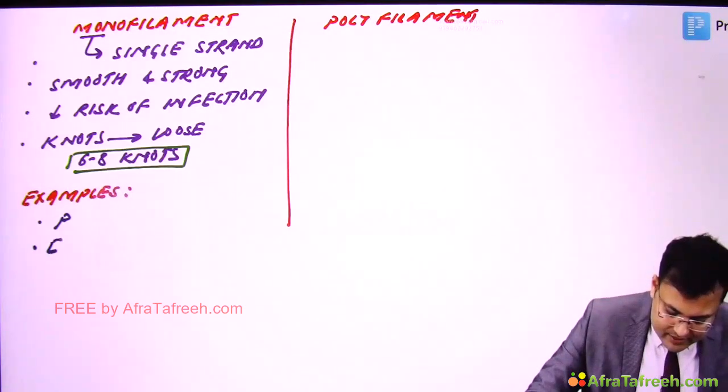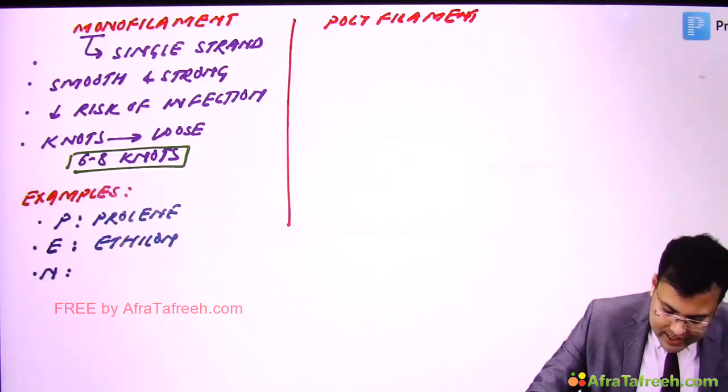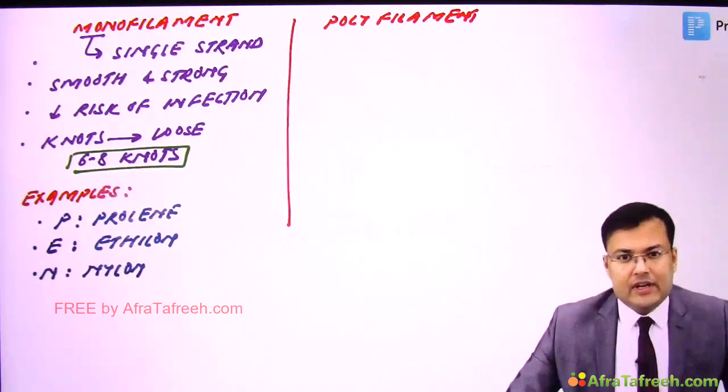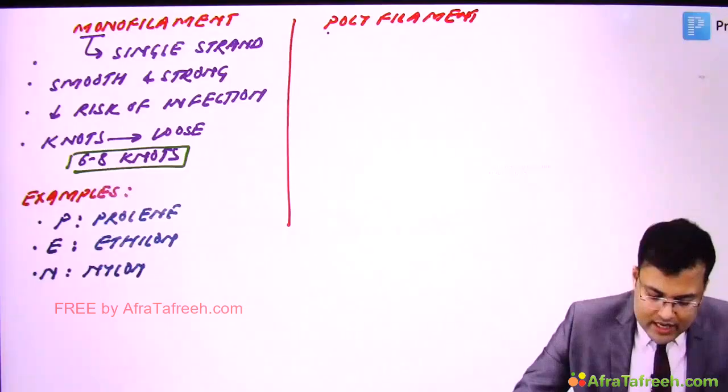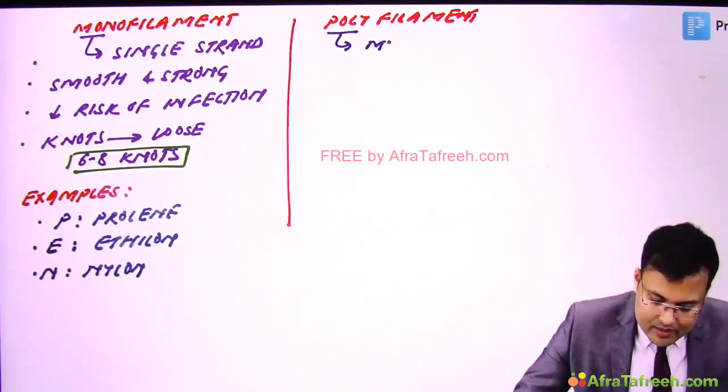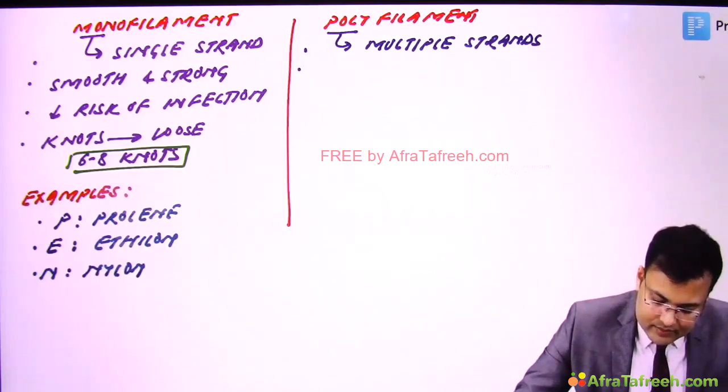Mnemonic is pen. So we discussed here proline, ethylene, nylon. Okay, all these are monofilament sutures. Now see polyfilament. So it's poly, it means there are multiple strands, and these multiple strands are braided together.